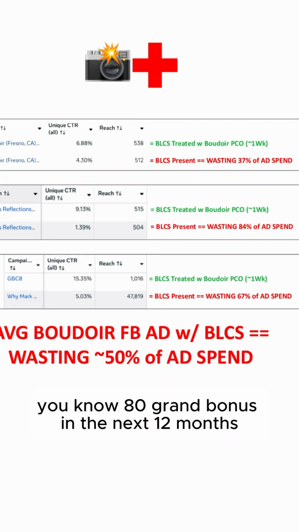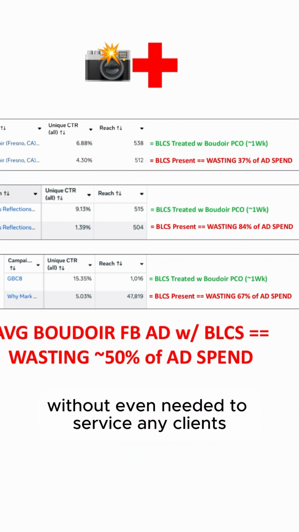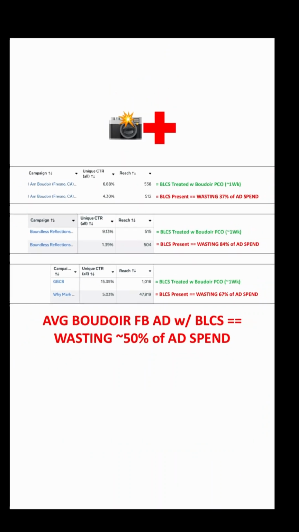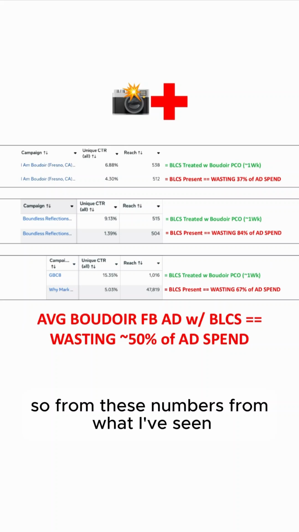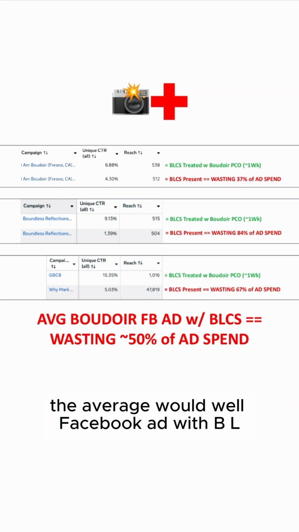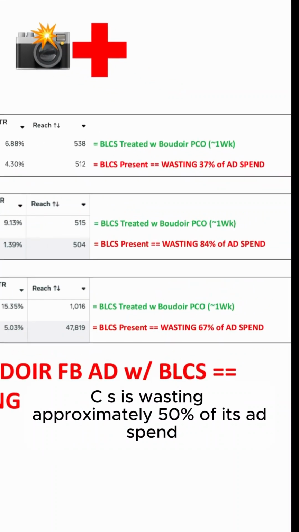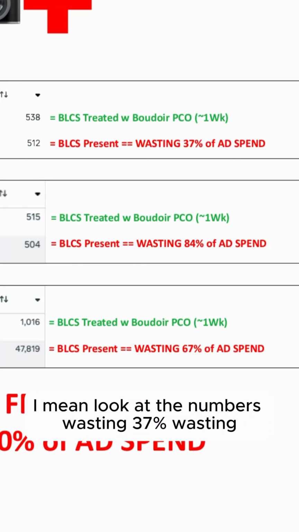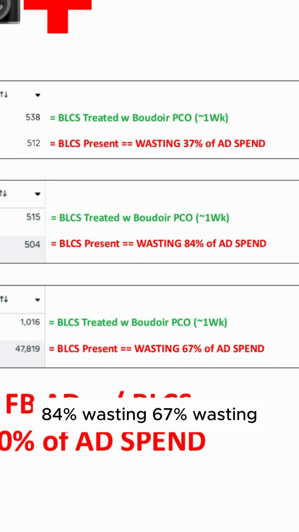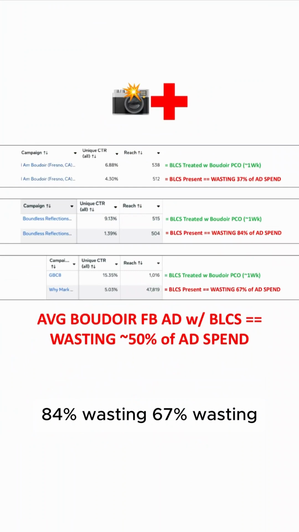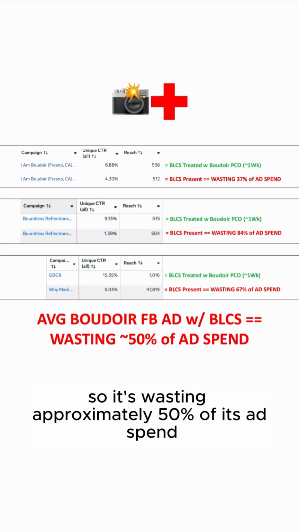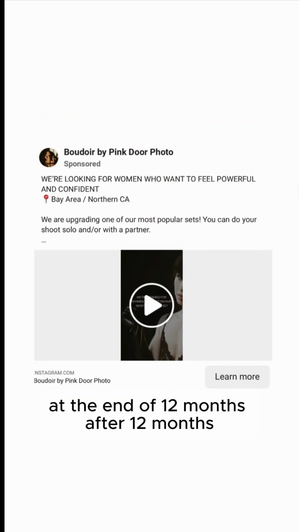I would say, 80 grand bonus in the next 12 months. So insanely good without even needing to service any clients. So from these numbers, from what I've seen, the average boudoir Facebook ad with BLCS is wasting approximately 50% of its ad spend. I mean, look at the numbers, wasting 37%, wasting 84%, wasting 67%, so it's wasting approximately 50% of its ad spend after 12 months.